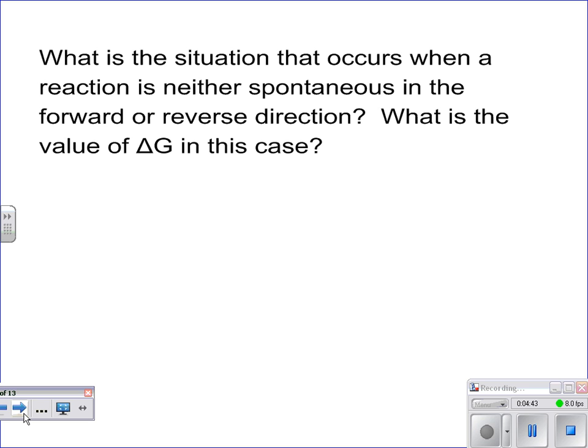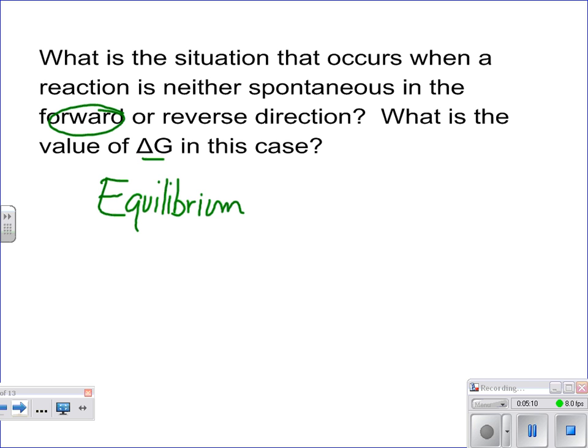Okay, now next question. What is the situation that occurs when a reaction is neither spontaneous in the forward nor reverse direction? Well, we talked about this when we talked about equilibrium, and that's what the term is. It's at equilibrium when it's not spontaneous in the forward or the reverse direction. And what would our delta G value be? Well, it's not spontaneous in the forward direction, that would be a negative value, and it's not spontaneous in the reverse direction, which would be a positive value. Instead, it is just equal to 0.